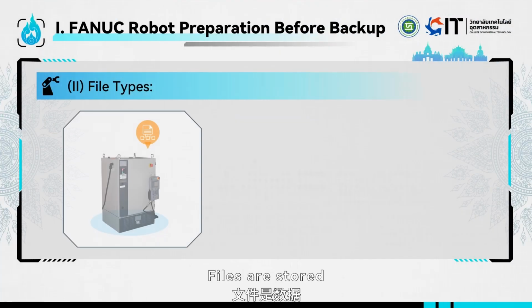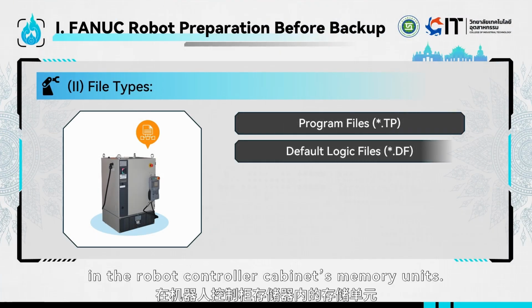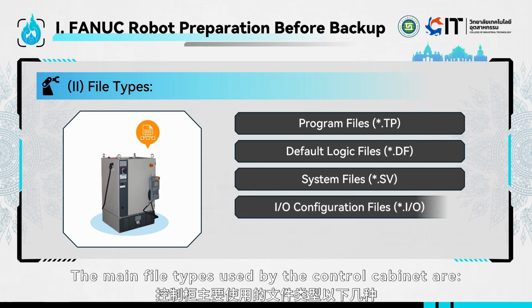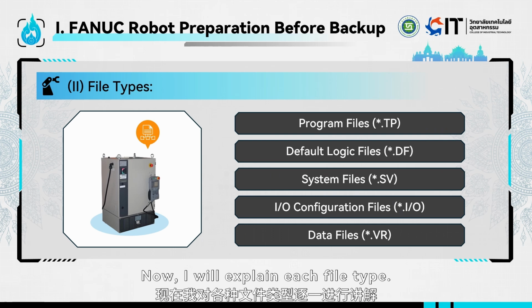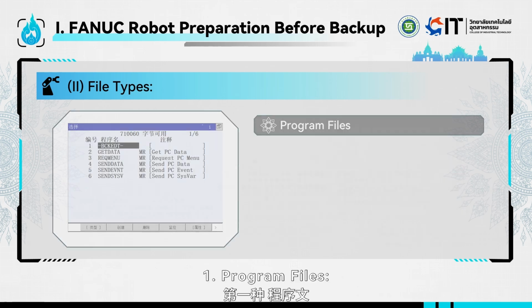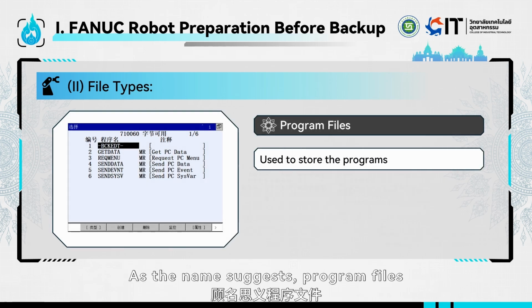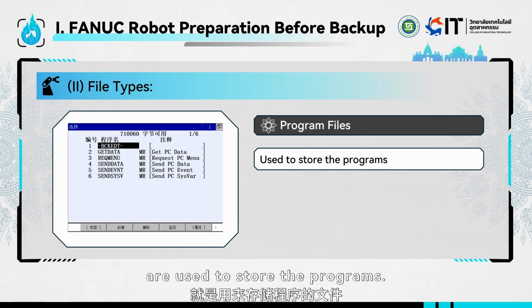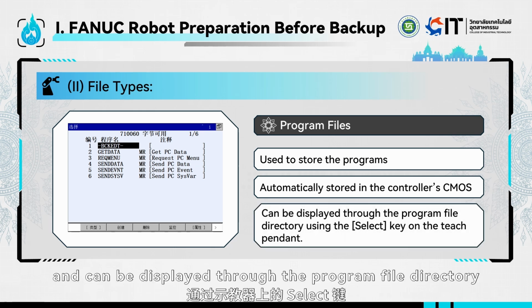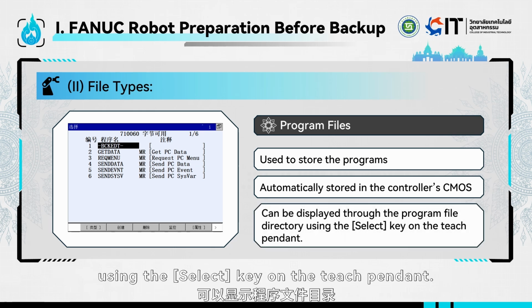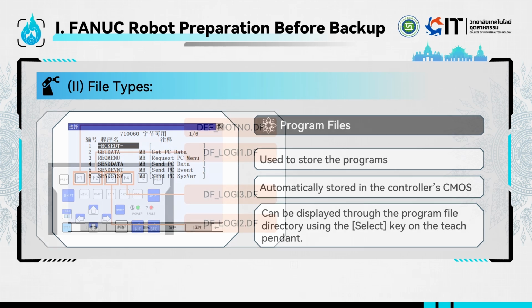2. File types. Files are stored in the robot controller cabinet's memory units. The main file types used by the control cabinet are. Now, I will explain each file type. 1. Program files. As the name suggests, program files are used to store the programs. These are automatically stored in the controller CMOS and can be displayed through the program file directory using the select key on the teach pendant.